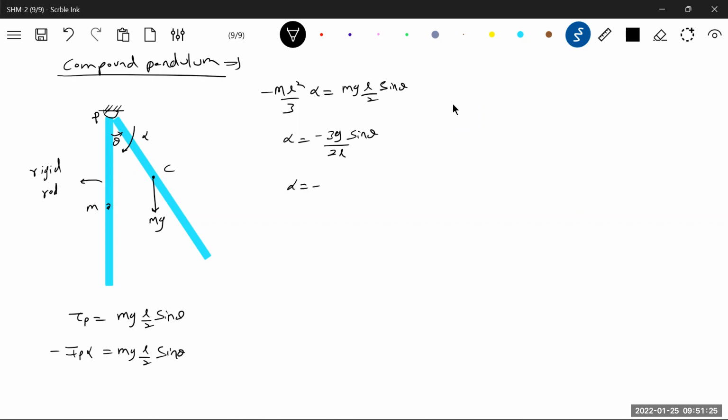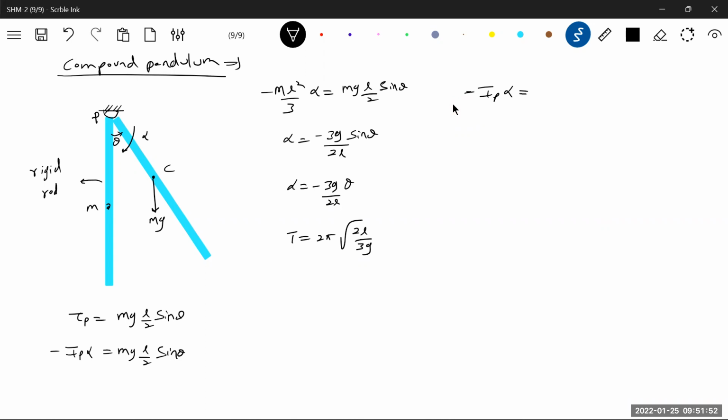So for small angular displacement, the time period is given by 2 pi root of 2L by 3g. Directly we are bringing it. So instead of simplifying, let's have some general formula. Alpha is equal to, what is L by 2? L by 2 is the distance PC. So I'll start from here.